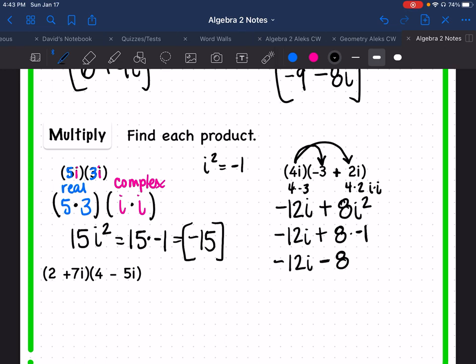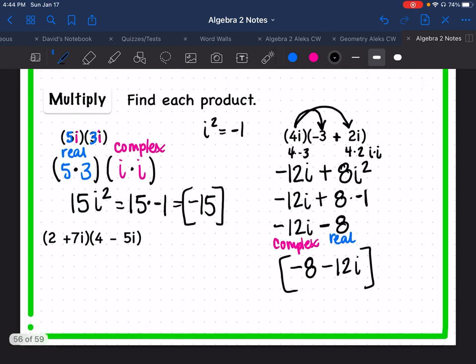It's not common to see the answer written in this form. We normally see the real part first, and we see the complex part second. So all we have to do next is just switch these two. The negative comes with the 8, and the negative stays with the 12i, and they would switch places, and there's our answer.